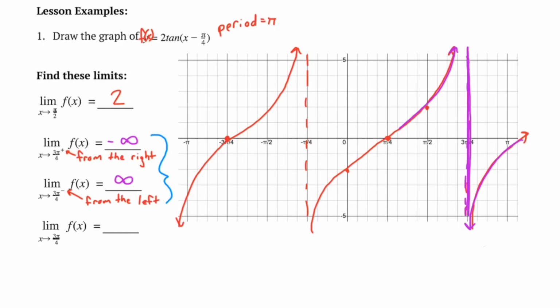And it's these two results that give us the answer to this question. Because this one's saying what is the limit of the function as x approaches 3 pi over 4, but it doesn't tell you what direction to go from. Since we don't know the direction we're going from, I can't tell you what the answer is, because depending on the direction you approach it from, you get totally different answers.